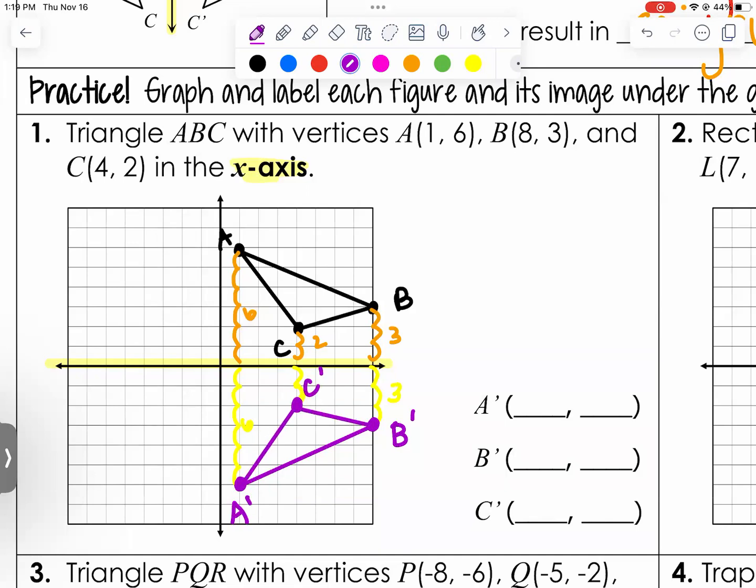Okay, does it look like what you pictured? No. Okay, but does it look like it flipped? Yeah. Okay, so now we gotta figure out where these coordinates are. A prime. Which one is it? So it's 1, negative 6. Since we went to the right one from the origin, it's positive 1.